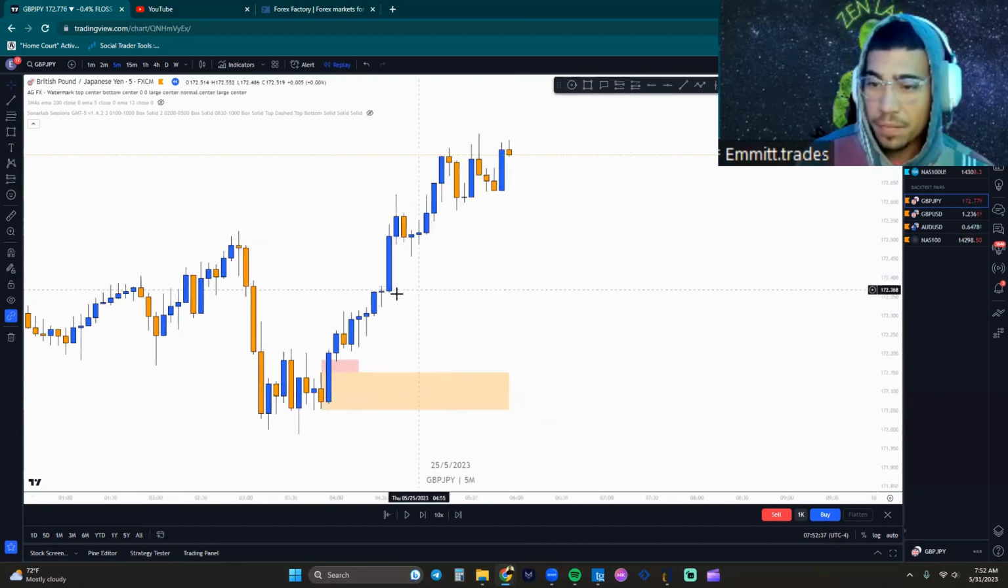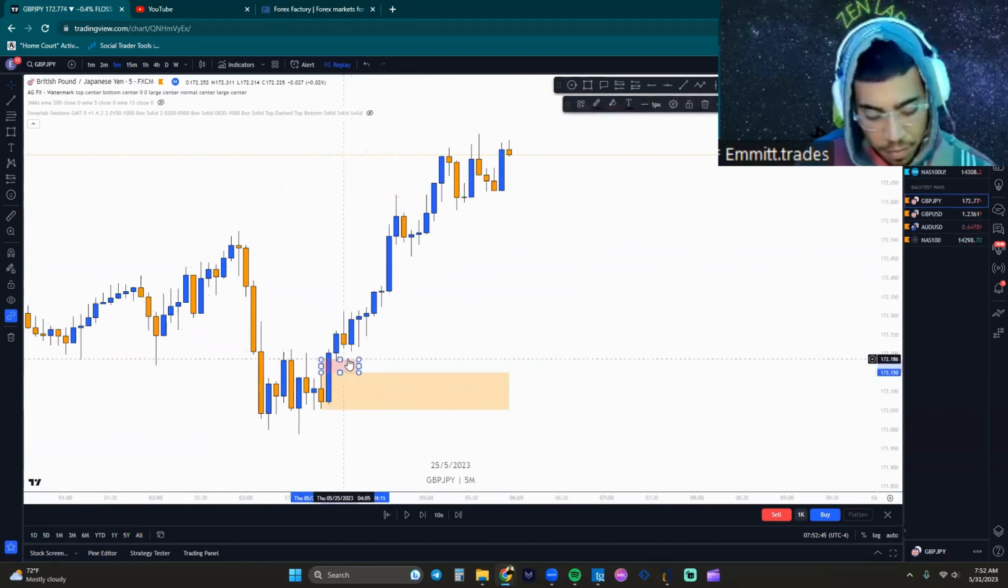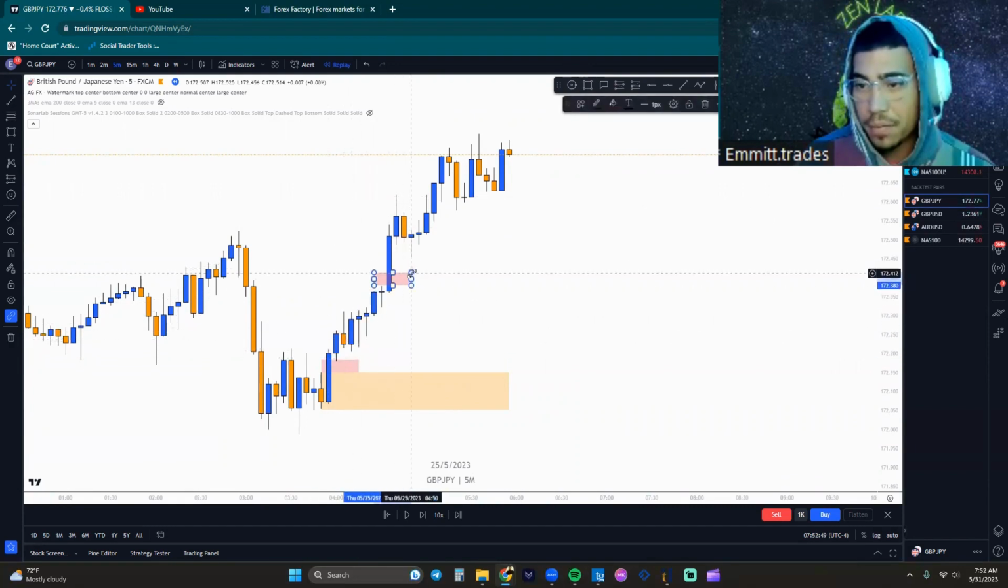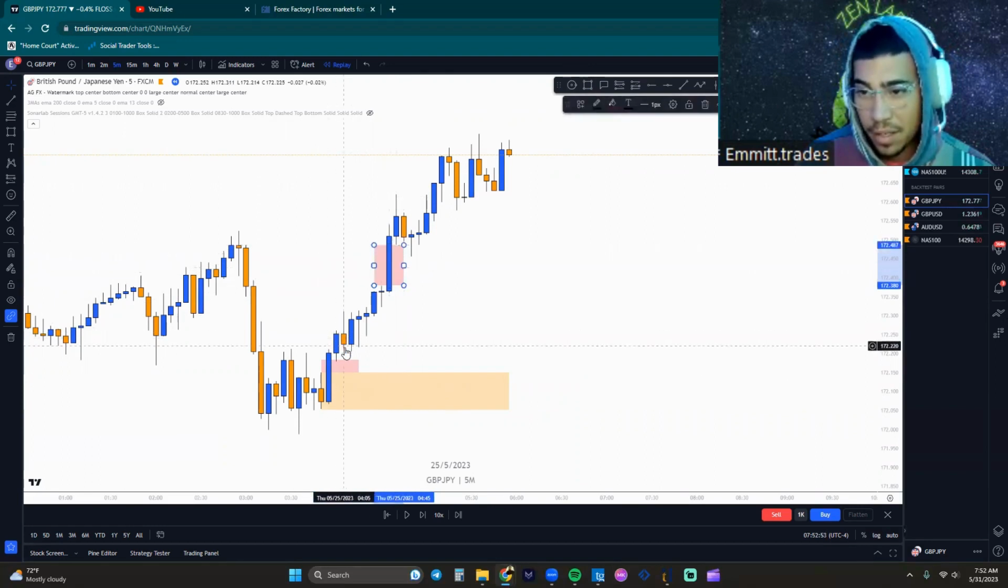Simple. Next one here, we have this high that was formed, and then we have an impulsive move all the way up. And look what we have here. We have another gap to be filled, which validates this last down candle before the move up. This is also a demand.